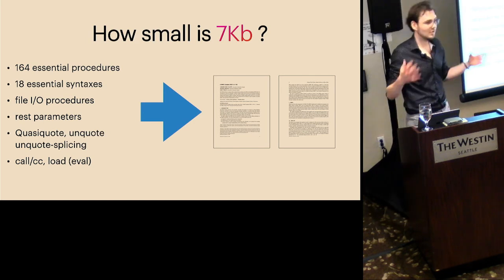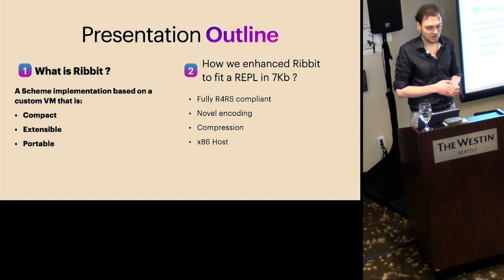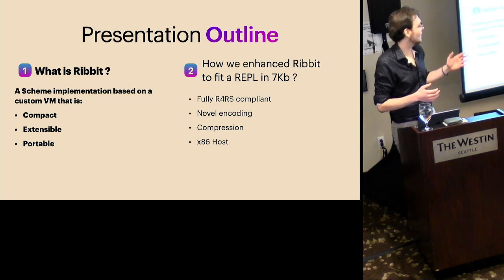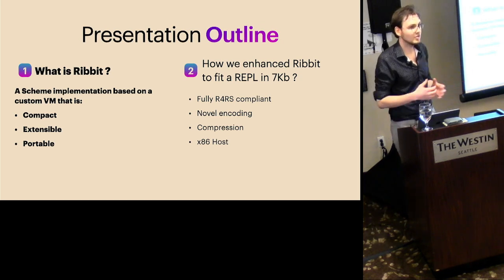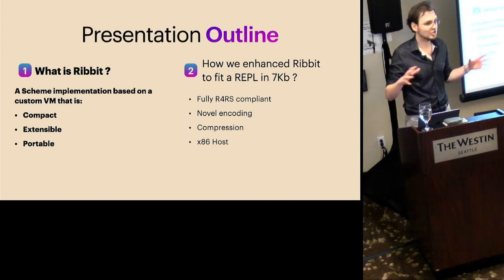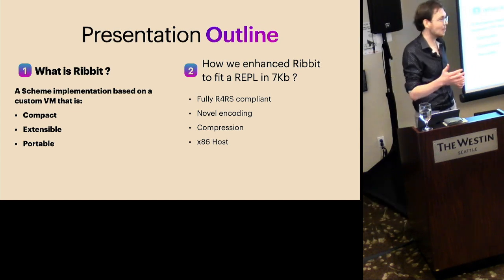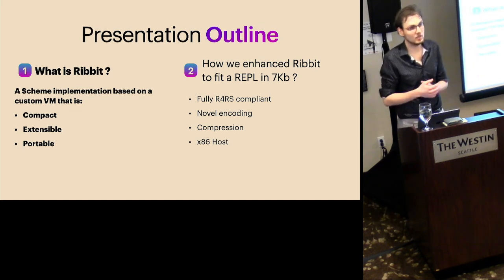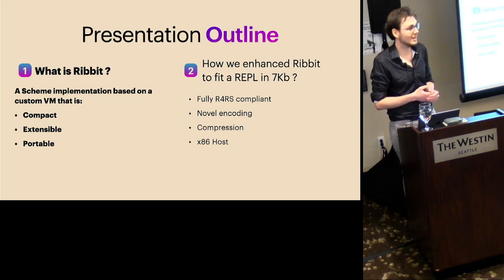So we'll talk a little bit about the technologies we used for doing this. This talk is going to be split into 2 main parts. First one is going to talk about what Ribbit is. Ribbit is the system that we use to compress the REPL. In short, it's a Scheme implementation based on a virtual machine that is compact, extensible, and portable. The second part of the talk is going to be how we changed Ribbit so that it can fit a REPL in 7 kilobytes.